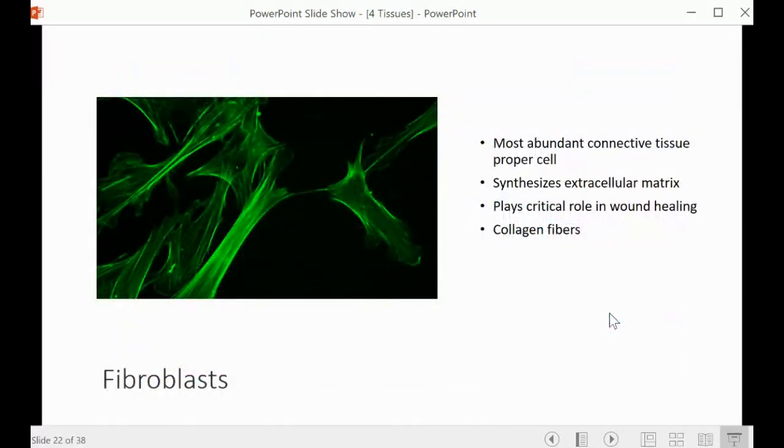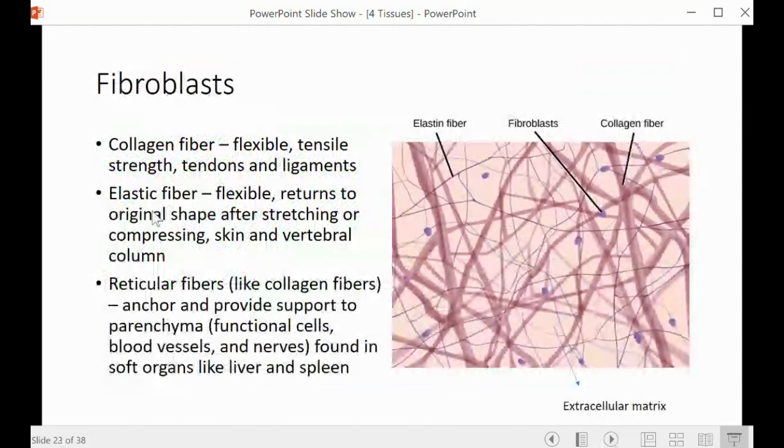Fibroblasts. Fibroblasts are very exciting because they are the most abundant connective tissue proper cell. Okay? Their job is to synthesize or make all that extracellular matrix, right? So that's what I told you, those blast cells, they're making that matrix. They play a critical role when we have to heal ourselves with any wound healing. They also help to make those collagen fibers, right? Any fibers. Fibro means fiber. So they're shooting out the fibro and they're blasting it out. They're making all of it.